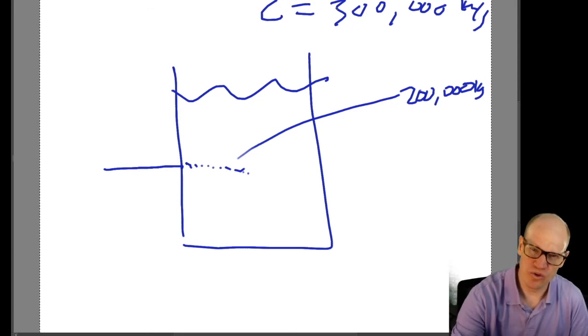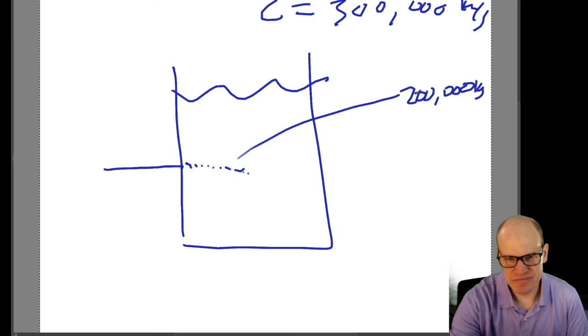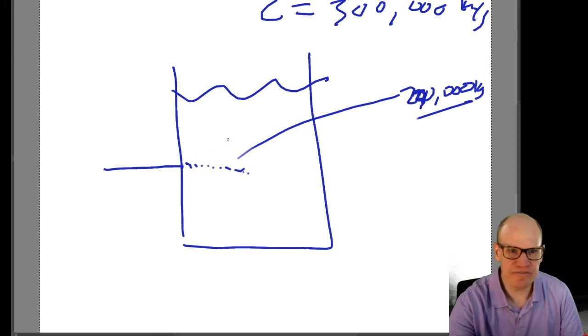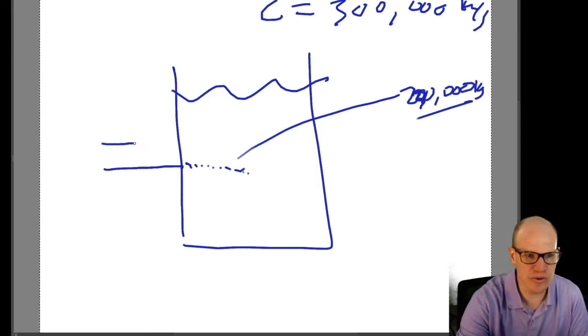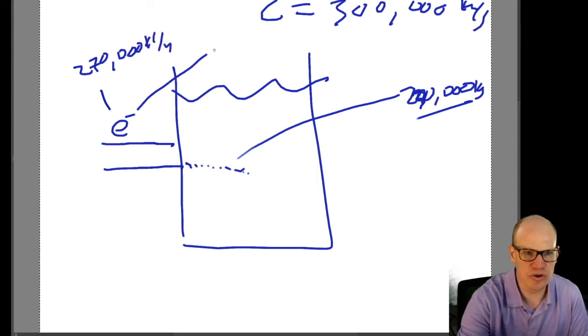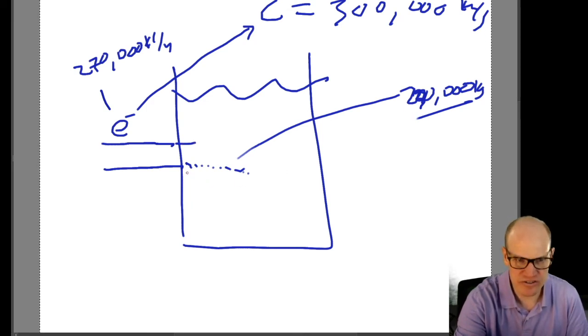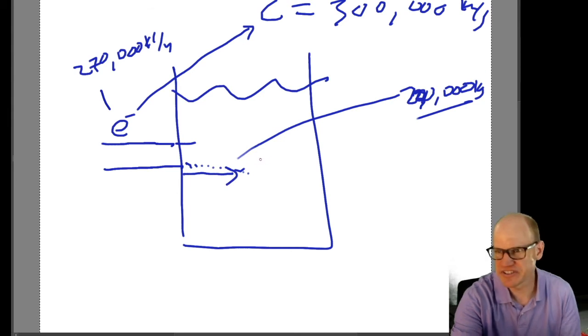I guess it'd be 1/4 shorter. Anyways, the point being it's less. So 230,000 kilometers per second is how fast light travels here, which means if you have an electron coming in, here's your electron, and it's coming in at, let's say, 270,000 kilometers per second, which is slower than the speed of light out here, but it's going to hit this water, and it can travel faster than the speed of light in the water. The speed of light here is a lot slower because of the index of refraction of the water.